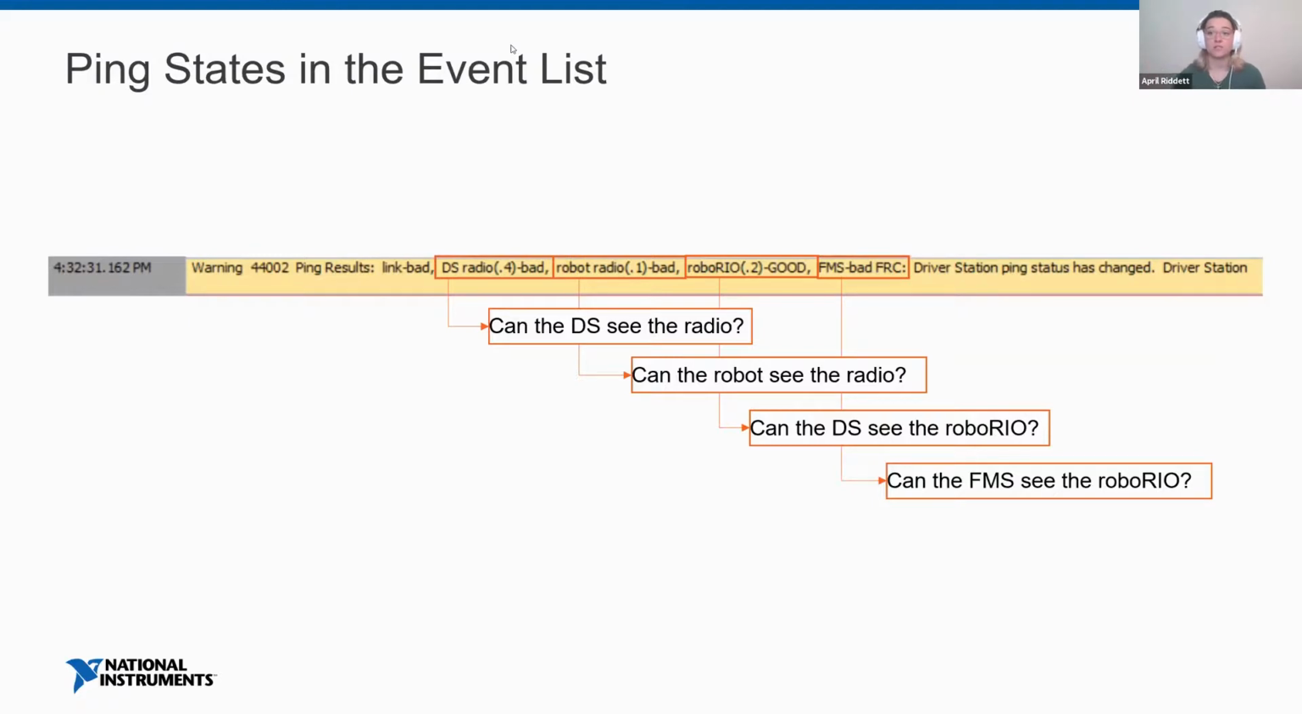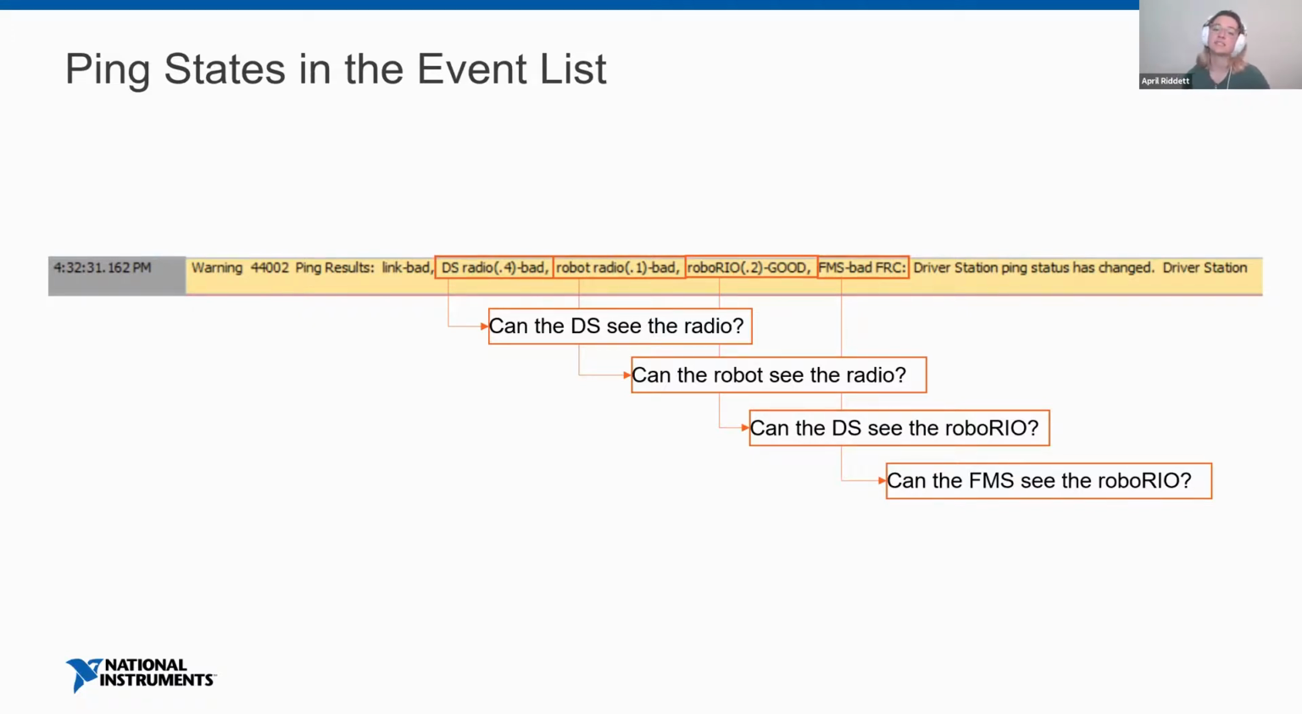This tells you a whole bunch of information that really helps you troubleshoot those network connectivity issues. So there are 4 key things to check here. The first one says driver station radio. That is saying, can the driver station see the radio? You want that to be good. In this case, it's bad. When any of these say bad, that means that connection isn't there, and you need all of those connections there to start a match.